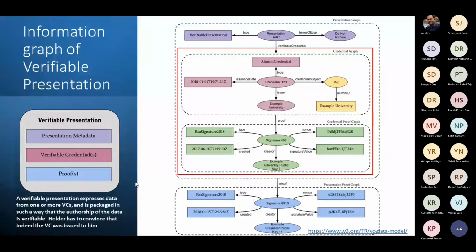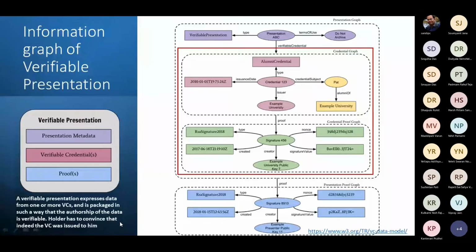So one could show that, part of it is that I went to example university and I went to, say, example school and so on. So all those things he could combine and then present. And it is to be packaged in such a way that the authorship of the data is verifiable. So the holder has to convince that indeed the VC was issued to him. So this part is important.